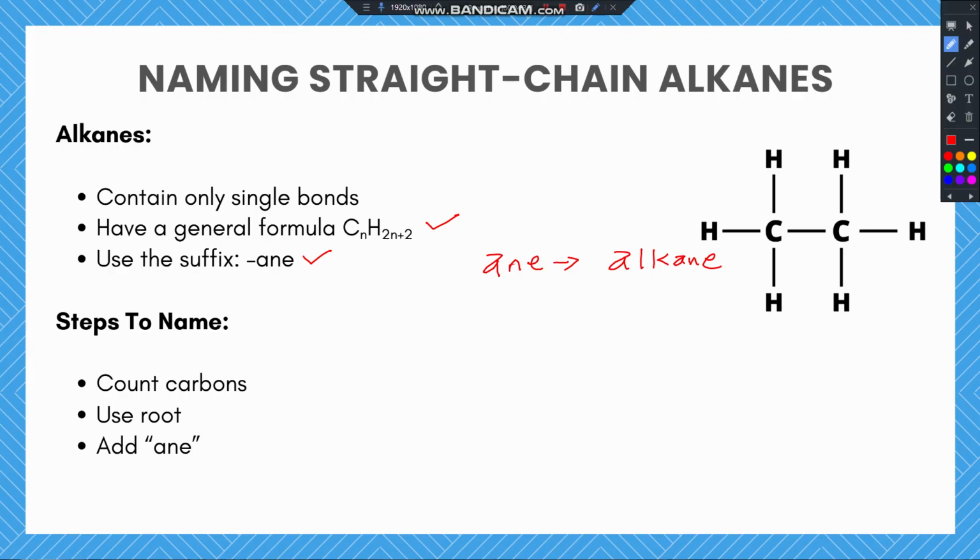So there are certain steps to name a straight chain alkane. First, you need to count the carbon atoms. You use the root and then you add ane. Now, I just mentioned something peculiar, root. Let's talk a bit about it. What does it mean?